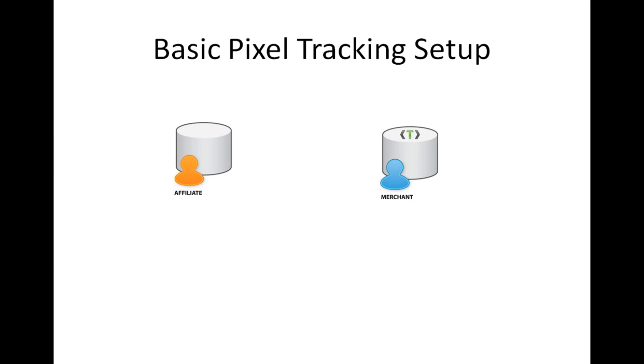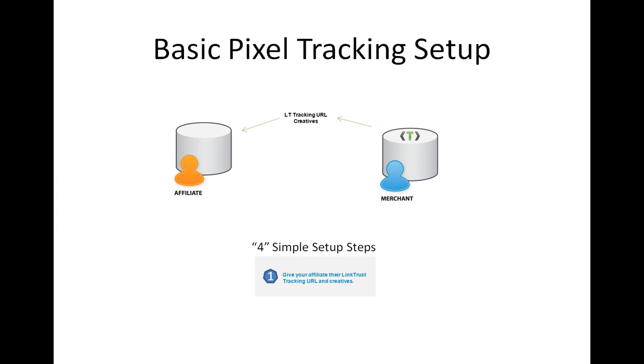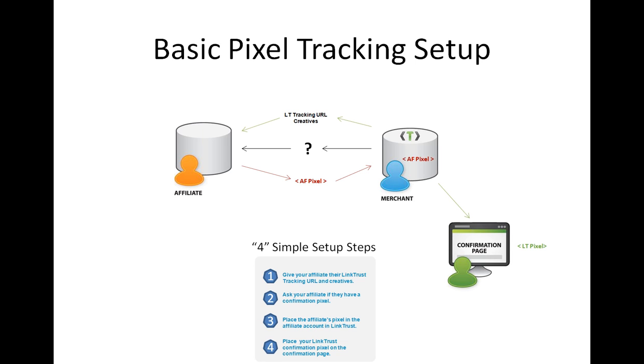The first part of basic pixel tracking is to have an affiliate, if you are the merchant or the advertiser. Step 1 is to give your LinkTrust tracking URL and creatives to your affiliates. Then step 2 is to ask them, do they have a confirmation pixel for their own tracking system? Step 3 is, if they have an affiliate pixel to be placed, get that affiliate pixel and place it into LinkTrust inside of their affiliate details. The fourth step is to take the confirmation pixel that LinkTrust generates and place it on the confirmation page.